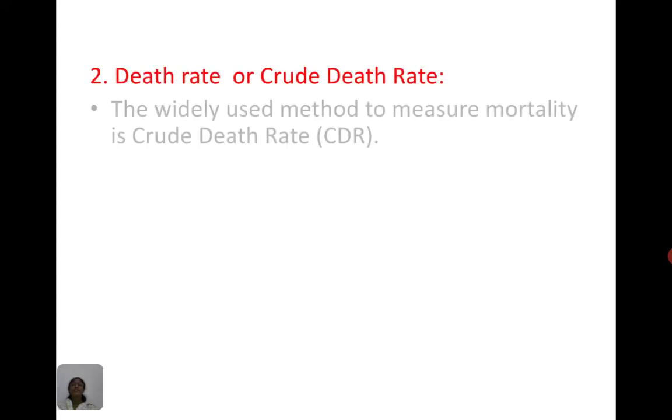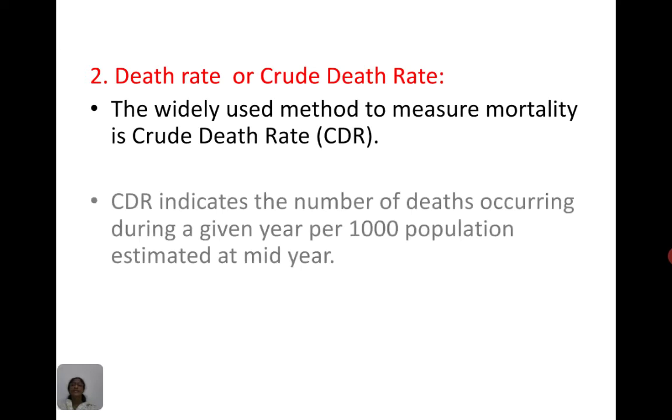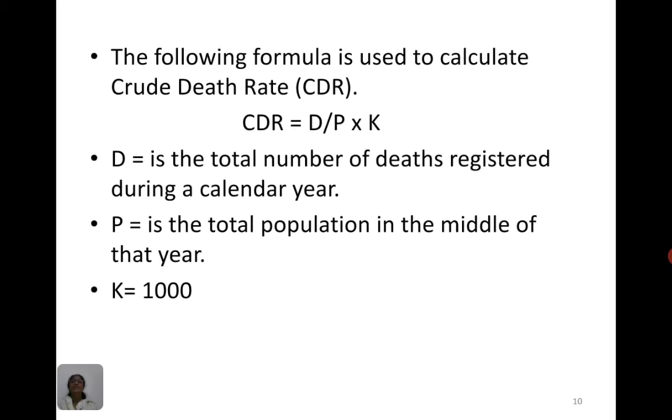Death rate or crude death rate. The widely used method to measure mortality is crude death rate. CDR indicates the number of deaths occurring during a given year per 1000 population estimated at mid-year. The following formula is used to calculate crude death rate. CDR is equal to D by P into K. D is the total number of deaths registered during a calendar year. P is the total population in the middle of that year, and K stands for 1000.